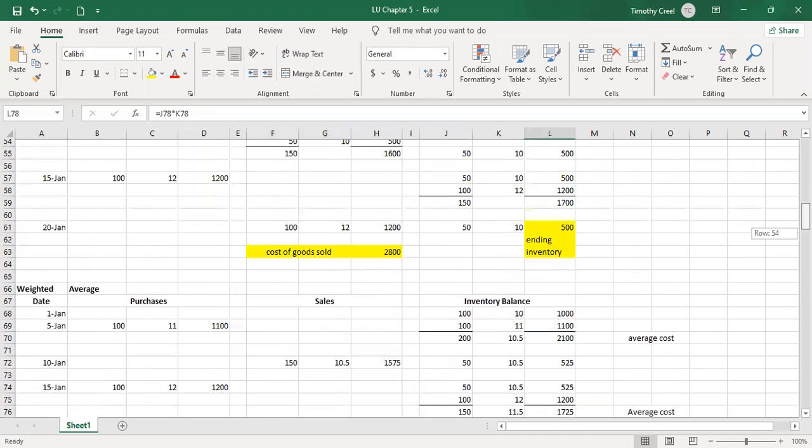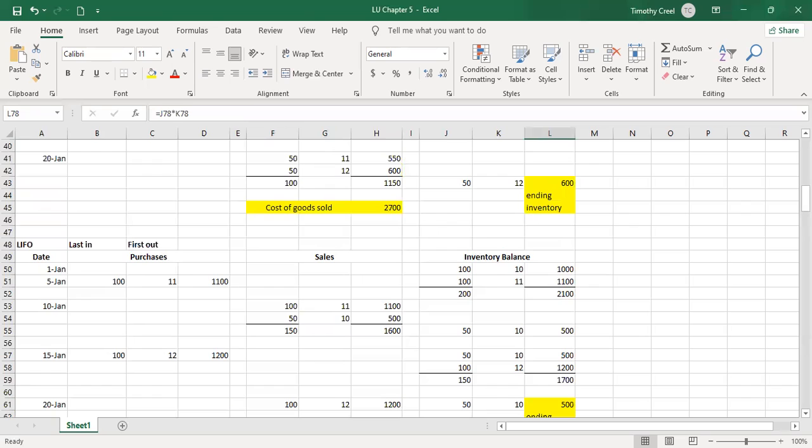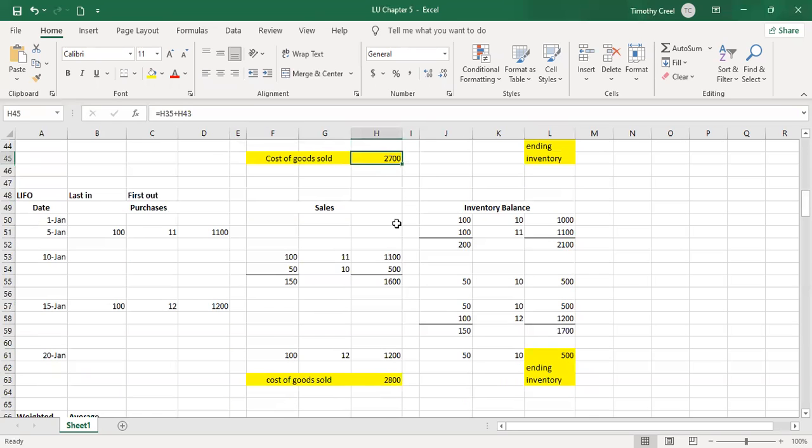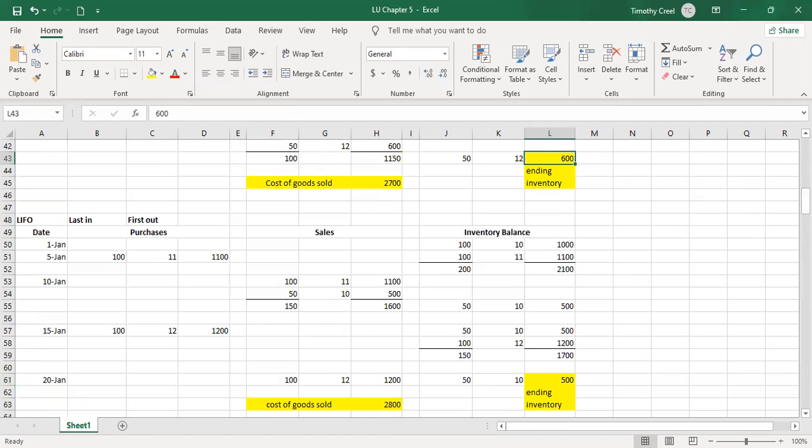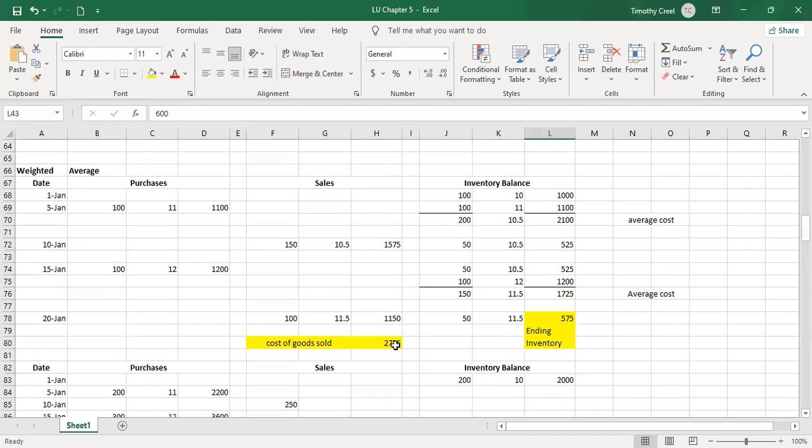Now, one thing to notice is that, remember earlier I showed you that there's a difference between FIFO and LIFO in cost of goods sold and in ending inventory. Notice that average cost is somewhere in the middle, as far as cost of goods sold and the value of ending inventory between the two. LIFO takes one extreme, FIFO takes another extreme, and weighted average is somewhere in the middle.